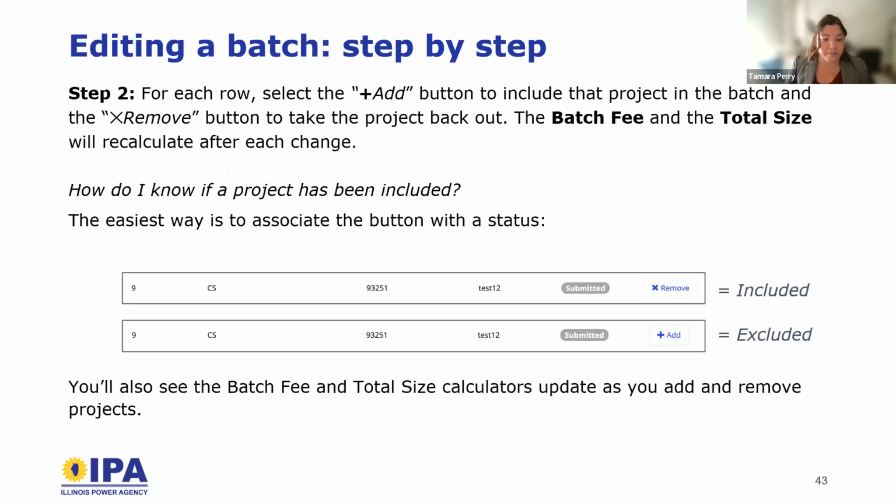Okay, so now you can edit a batch by going through your projects, and you can either push the plus add or X remove button from the project row, and that will add it to your batch, and it will automatically update the batch fee and total size. It will continue recalculating as you add potential projects to this batch.